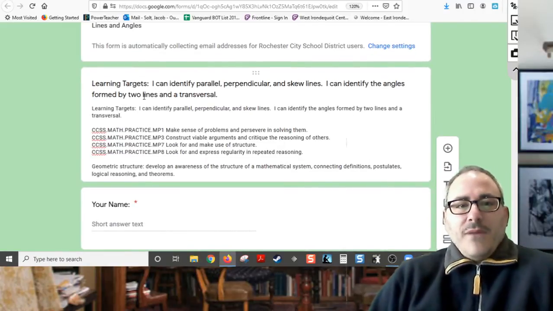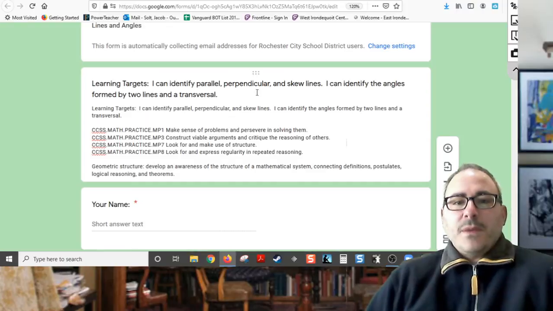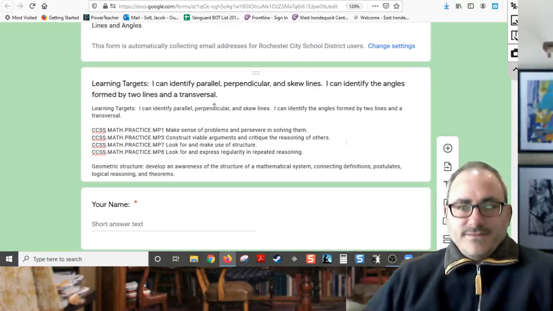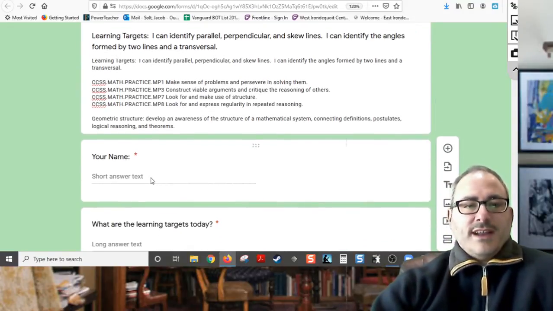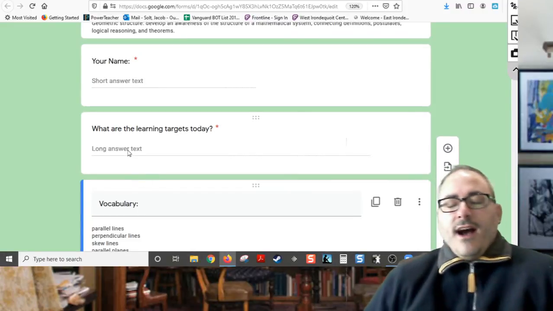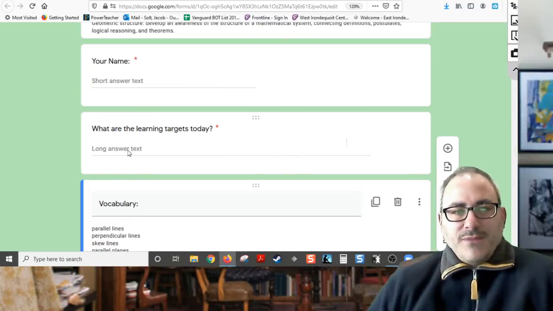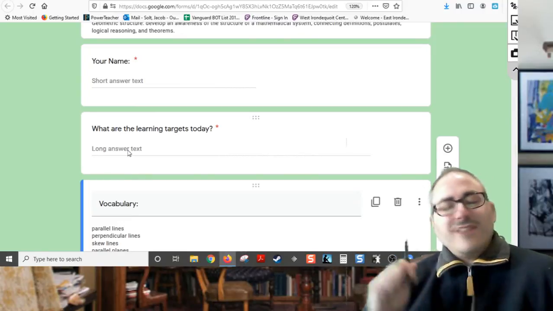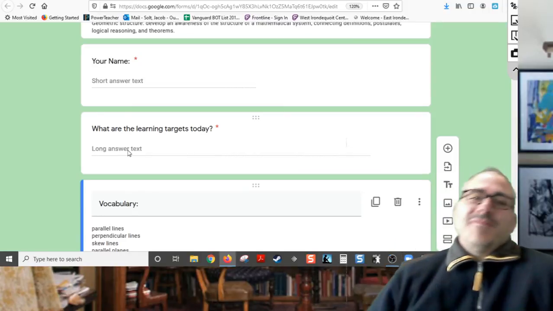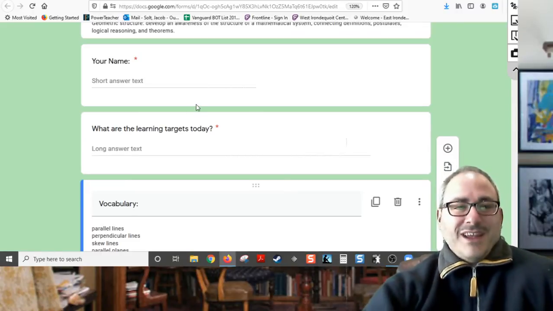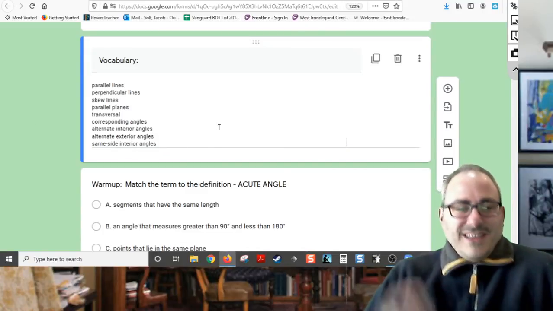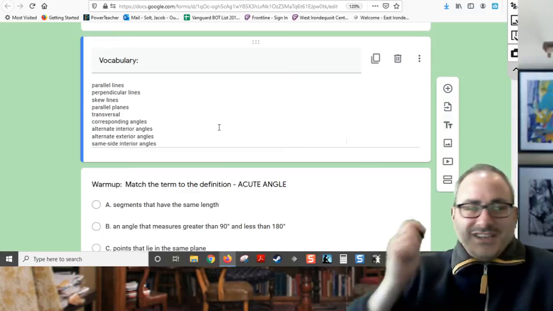The learning target today: I want you to be able to say that I can identify parallel, perpendicular, and skew lines. I can identify angles formed by two lines and a transversal. So put your name right in here where it asks, and hopefully you will put in the learning targets in your own words, or at least not just copy and paste. I put this in here every time because I just want a little bit of evidence so I know you're actually taking a look at that learning target at the very beginning of the lesson and you just didn't scroll on by.